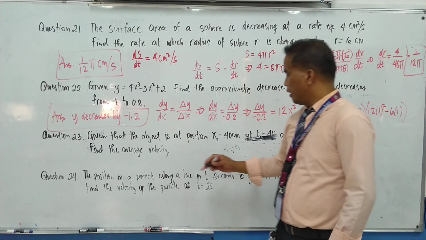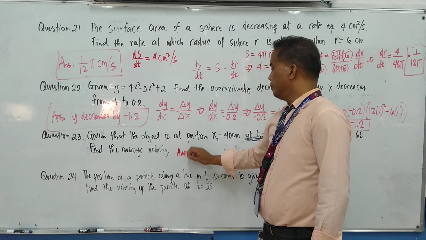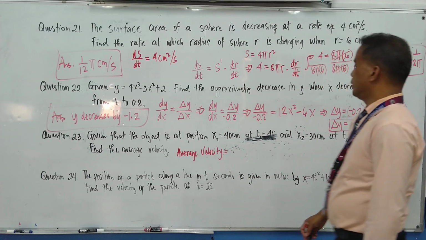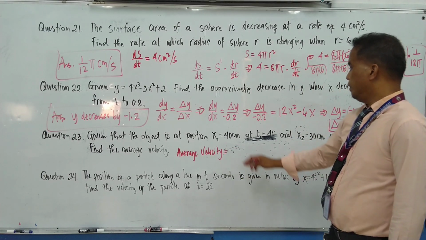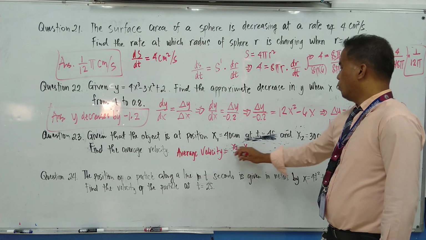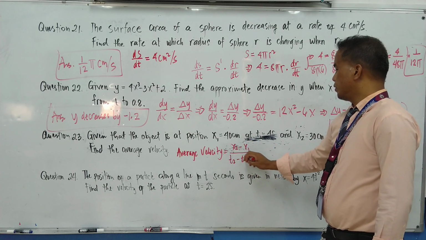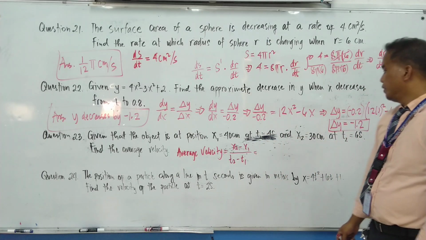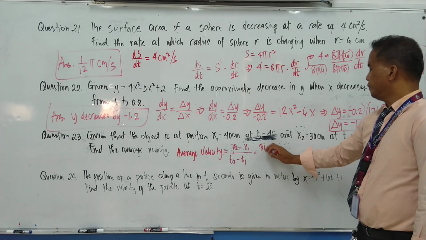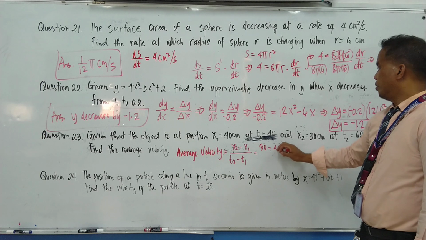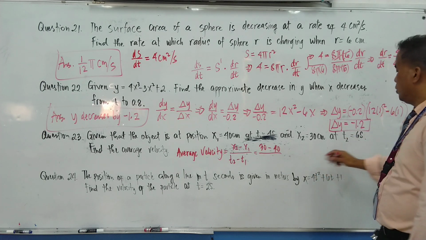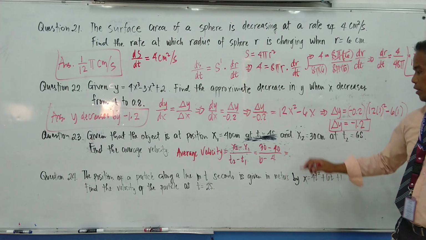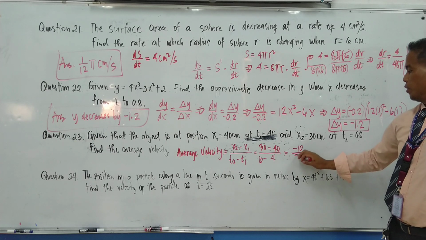So to find the average velocity, we will use the formula x sub 2 minus x sub 1 over t sub 2 minus t sub 1. Everything is given already. Okay? So substitution, x sub 2 we have 30 minus 40 over t sub 2 is 6 minus 4. Okay, 30 minus 40 is negative 10 over 6 minus 4 is 2.